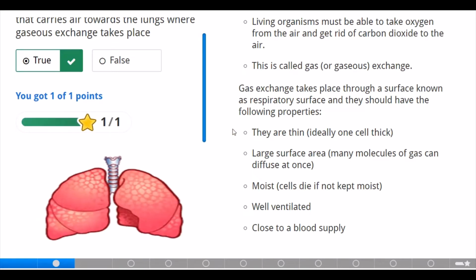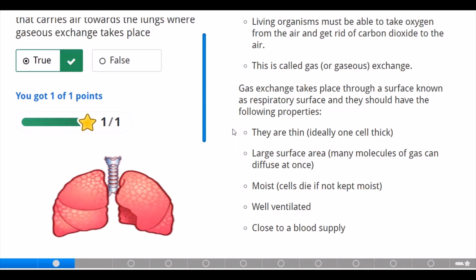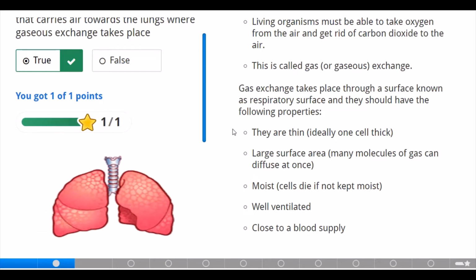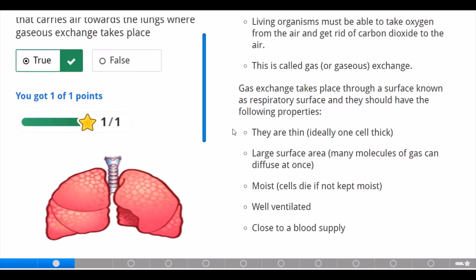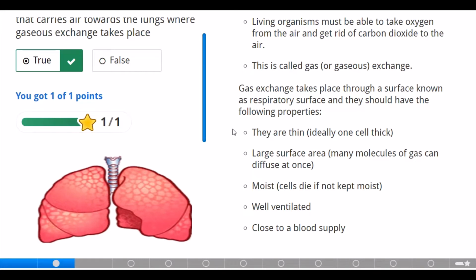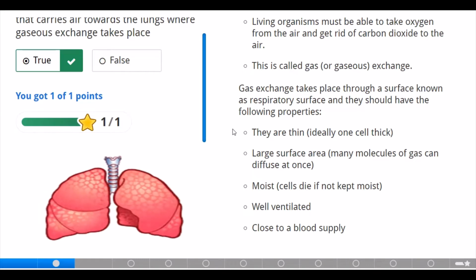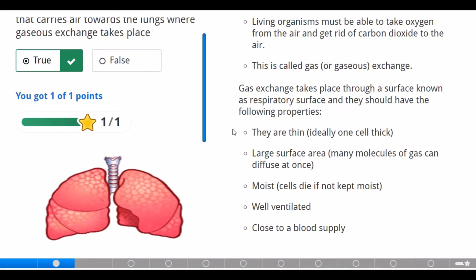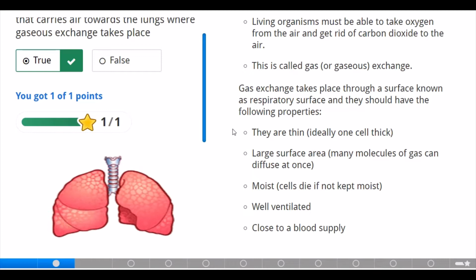So to proceed to the business of today, living organisms must be able to take oxygen from the air and get rid of carbon dioxide to the air. This is called gas or gaseous exchange. Gas exchange takes place through a surface known as respiratory surface, and they should have the following properties.